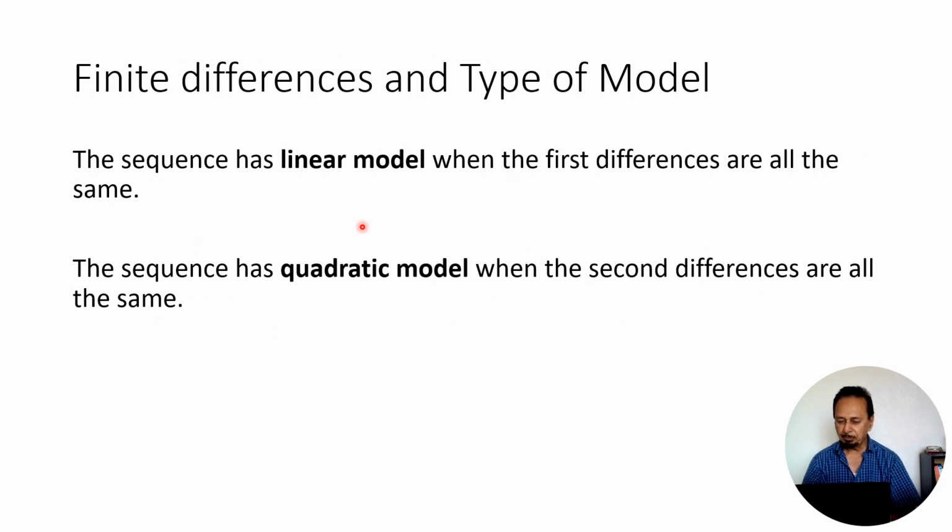Finite difference and type of model. The sequence is a linear model when the first differences are all the same. The sequence is a quadratic model when the second differences are all the same.